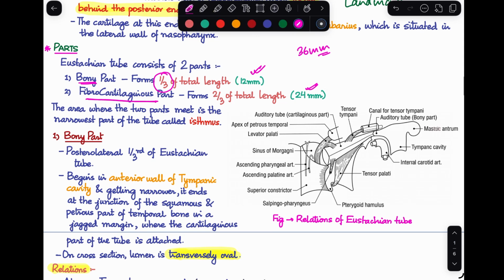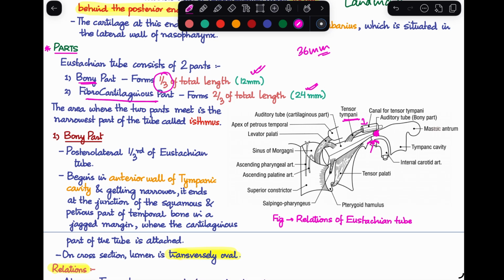Next, let's try to understand what the relations of this bony part of the tube are. If we look at the image over here, this is our auditory tube starting over here, the bony part. Above lies the tensor tympani muscle. You can see the tensor tympani muscle passing in a bony canal. That is the relationship superiorly. Below lies the tympanic plexus of the temporal bone. So this is our relation inferiorly.